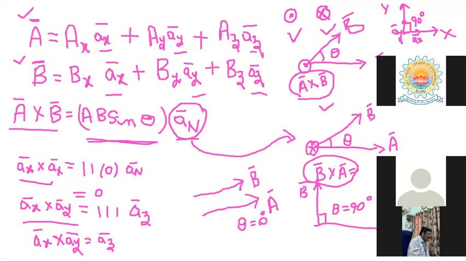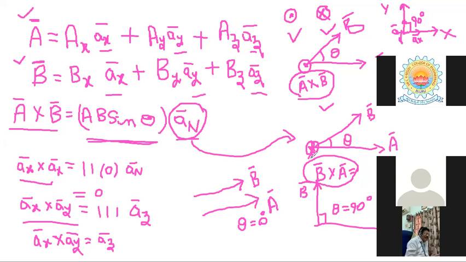Then if you take the other, that is ay bar cross ax bar, you will get minus az bar, because in this example I have already told that a cross b direction is dot enclosed, that is towards us, whereas b cross a bar is cross enclosed, that is away from us.